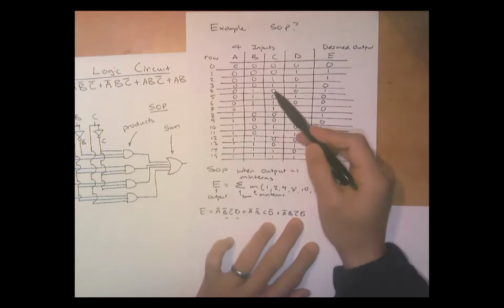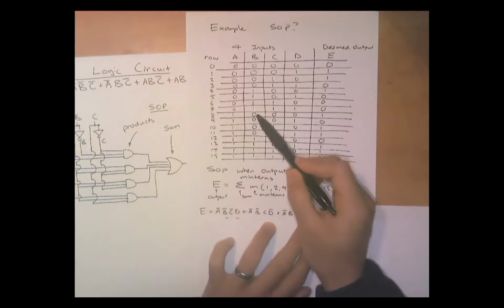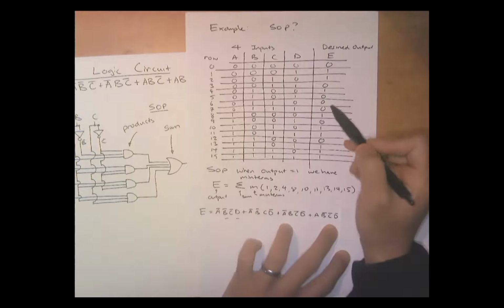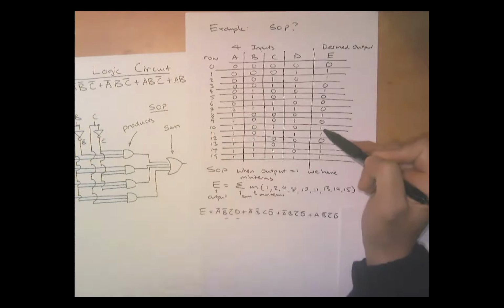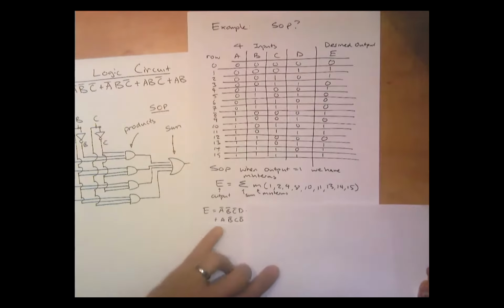A bar, B, C bar, D bar. Good. Okay, the next one. A, B bar, C bar, D bar. Excellent. Okay, what's the next one here? A, B bar, C, D bar. Good. That's this one here.